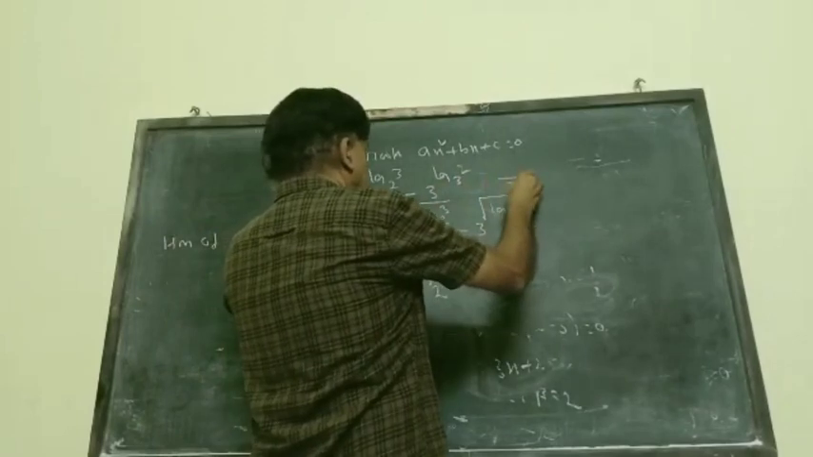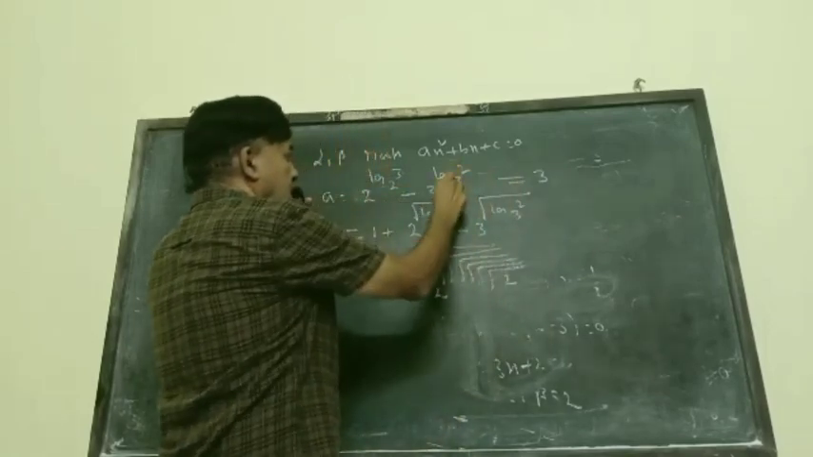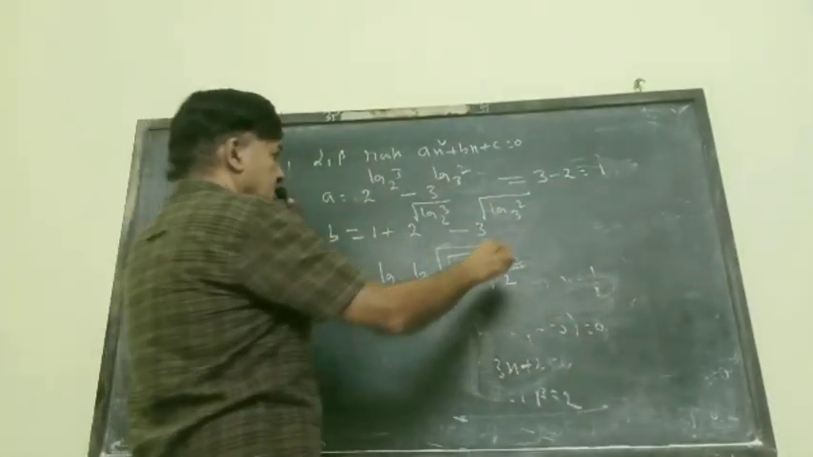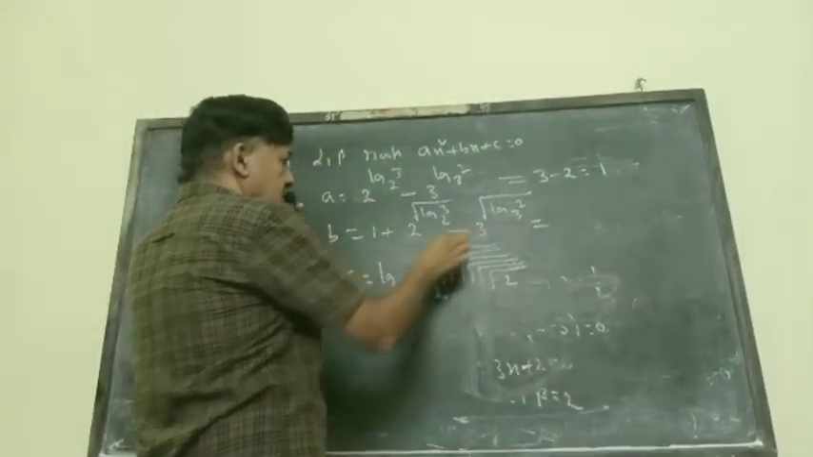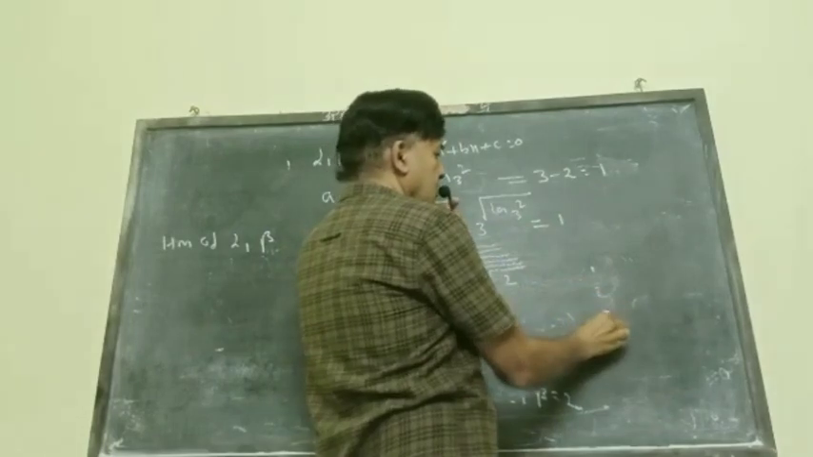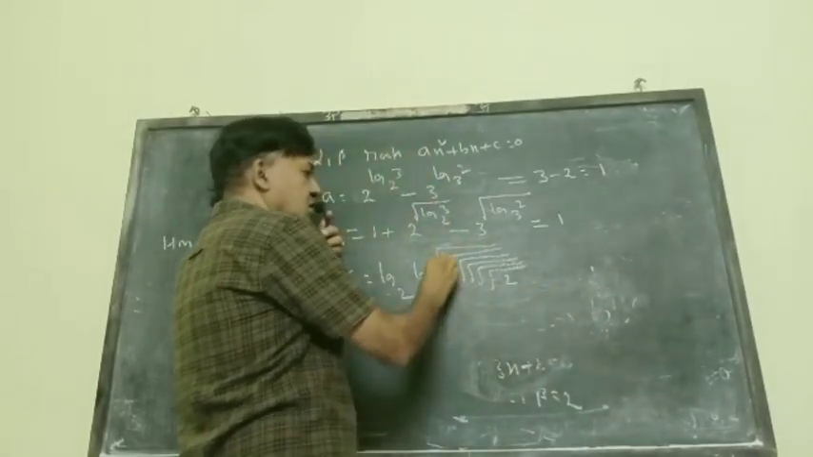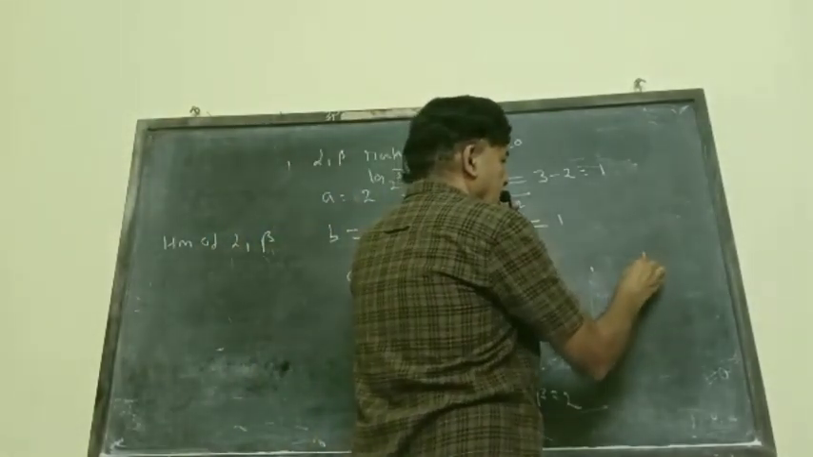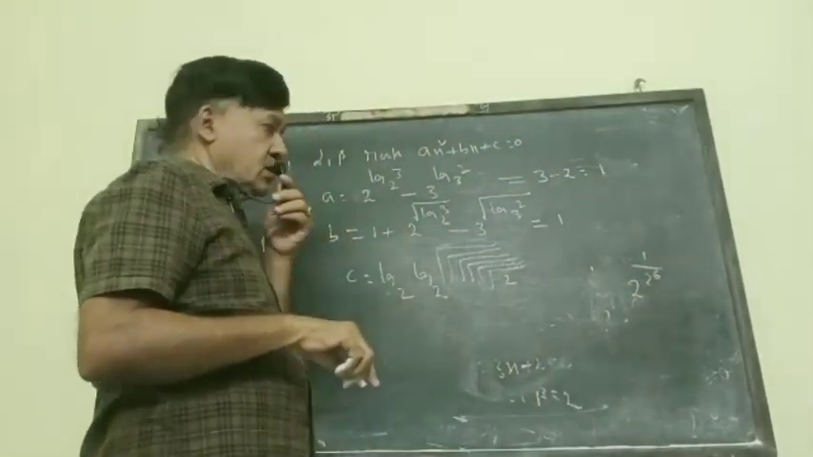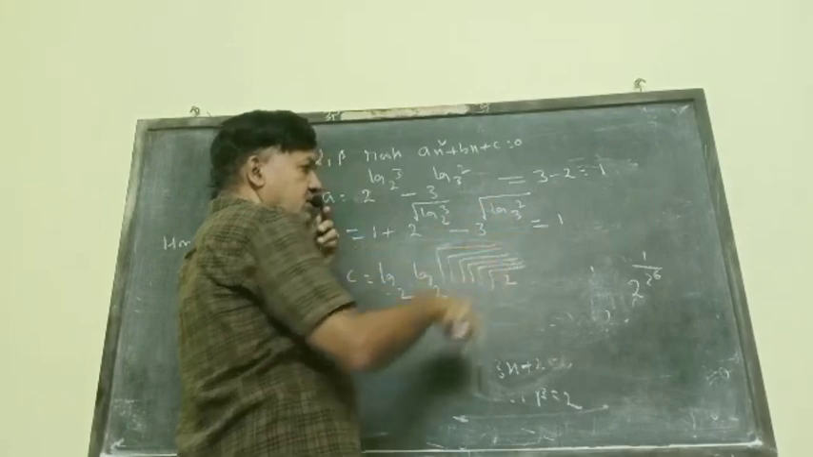Straight away your A will be what? 2 power log 3 to base 2 is 3. 3 power log 2 to base 3 is this. Therefore A is 1. This is how much? Just now I was saying this is 0, right? This is also 1. Now this is 2 power 1 by 2, whole power 1 by 2, 6 times. Means this is 2 to the power of 1 by 2 power 6.